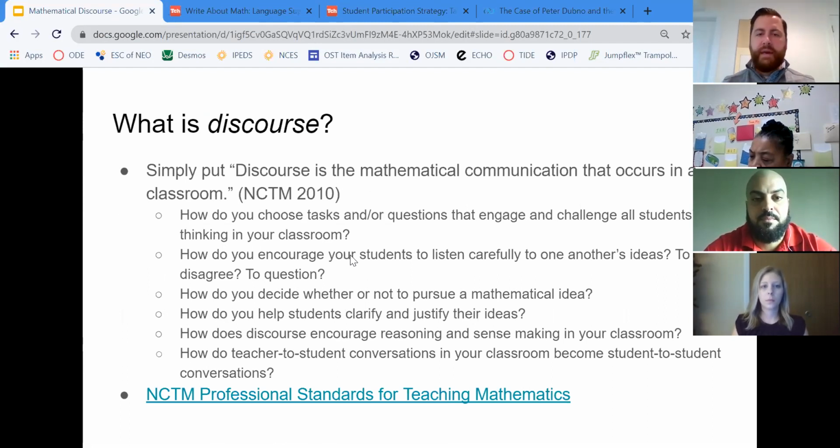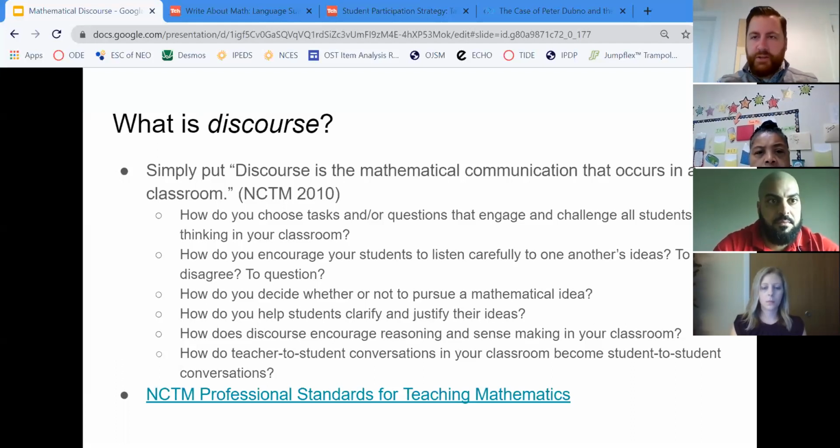And one tremendous resource, and I'm sure you're familiar with it. If you aren't, I would definitely check them out, as NCTM. There's so many resources that it can get overwhelming, but they have a lot of really great research, a lot of great publications they put out. And NCTM, in one of their periodicals, talks about discourse as the mathematical communication that occurs in a classroom. And mathematical communication is really that key phrase.